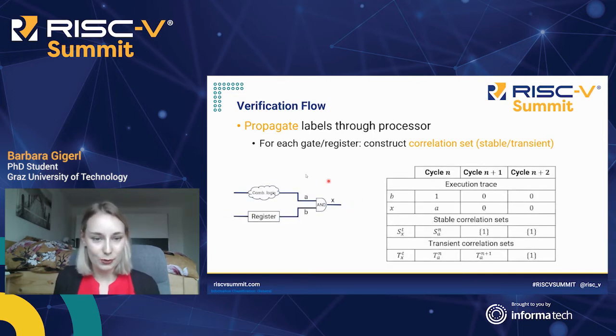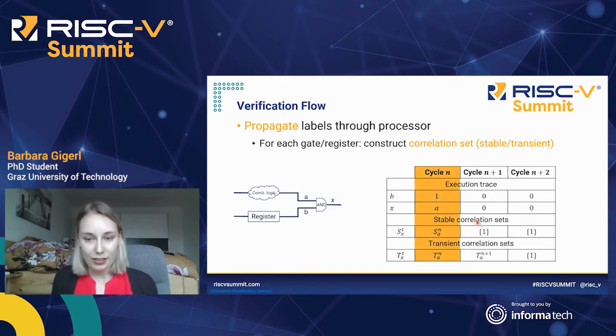So here we have a small circuit, an AND gate with 2 inputs, A and B. A comes out of combinatorial logic, while B comes out of a register. Here we see also that we have an execution trace telling us the values of the control signal B. And now we want to compute the stable and transient correlation sets. So in cycle n, the stable correlation set of X is simply the one from A, since B is 1, and the output of X will be A.